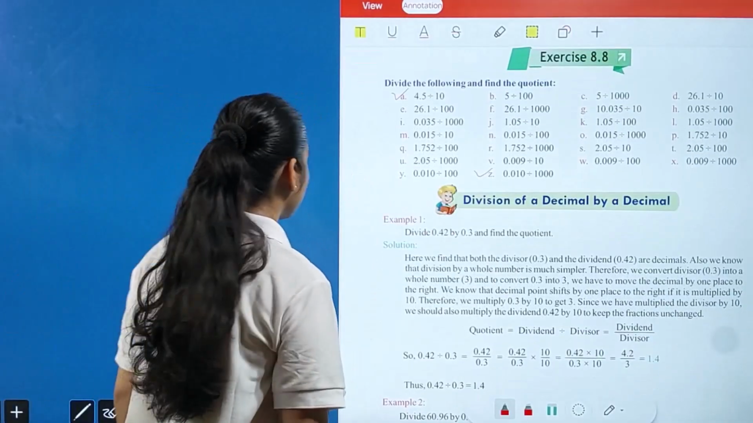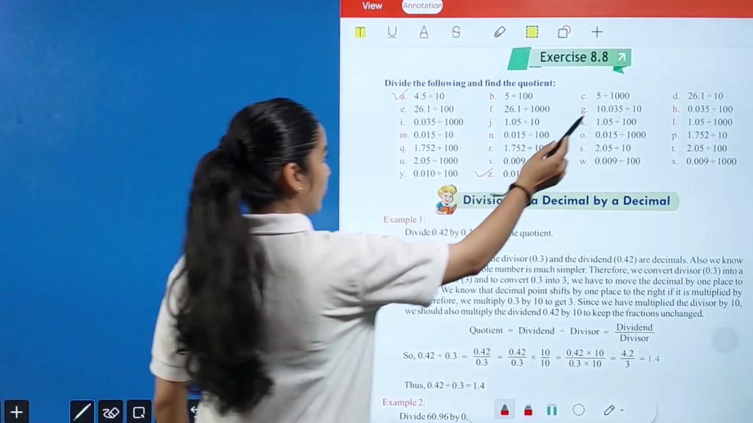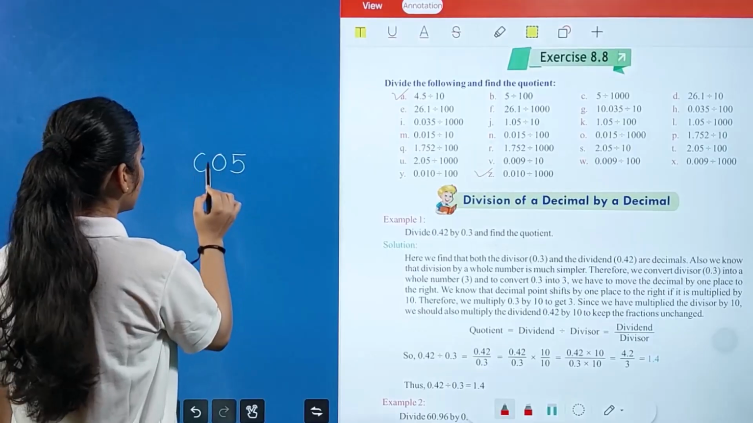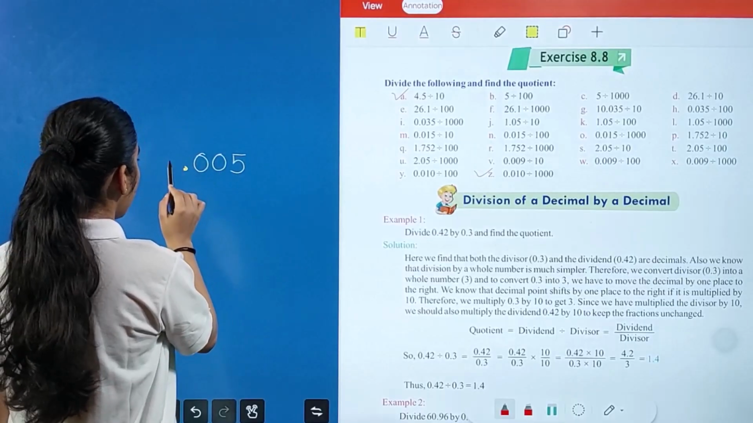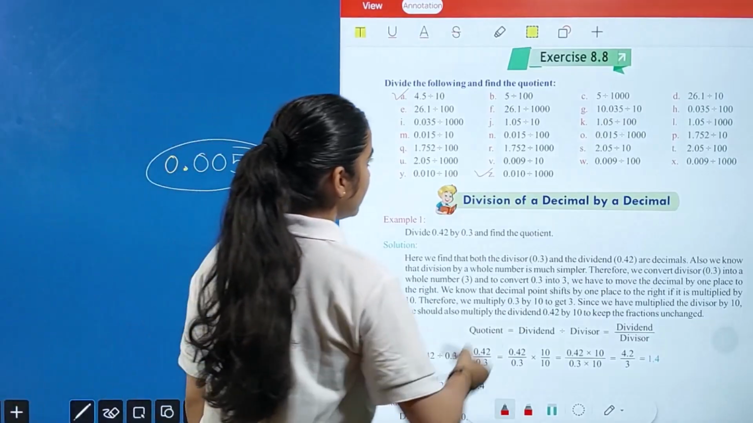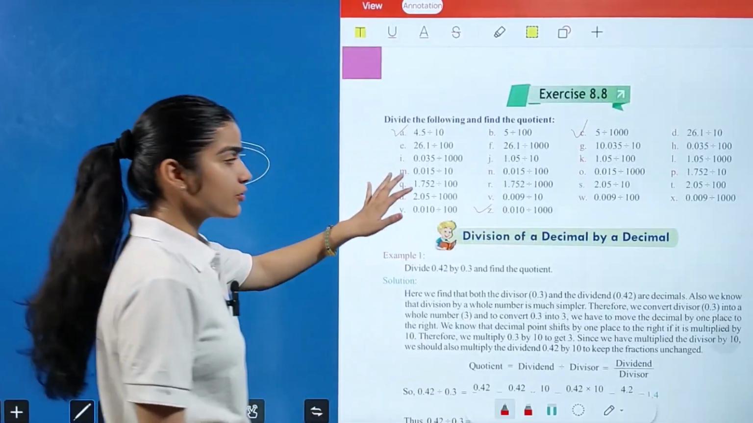Now 5 divided by 1000. So again we have to write 5 as a whole number. Count how many zeros are there: 1, 2, 3. So 3 zeros as your filler: 0.005 is your final answer. So students, you have to repeat the same process for the rest of the questions we have.